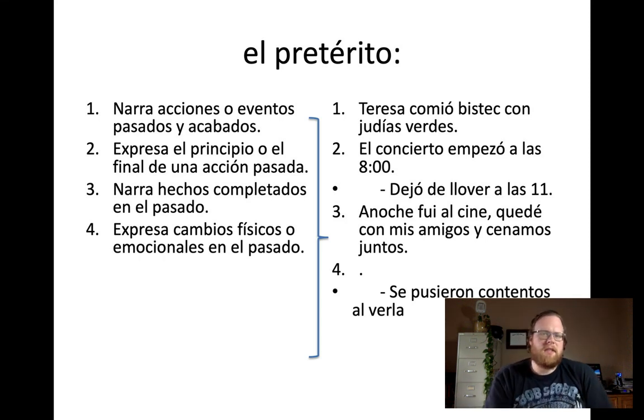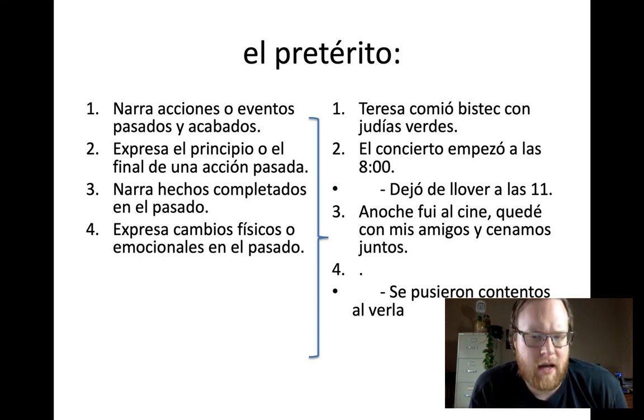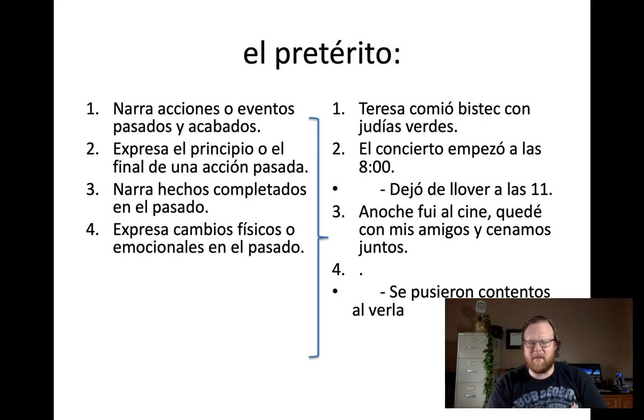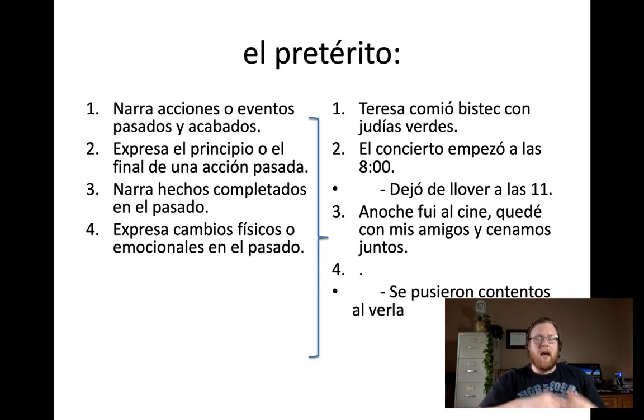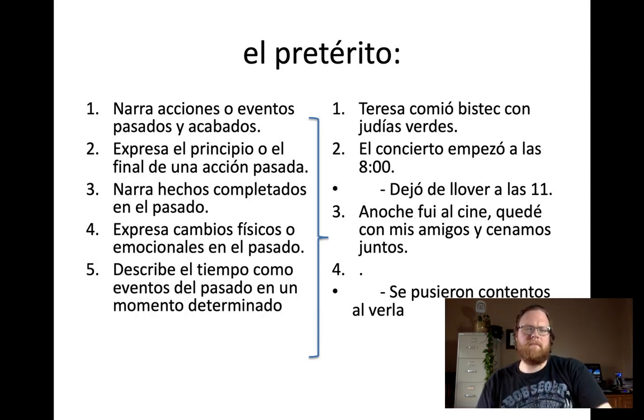So here in our example, se pusieron contentos al verla. They became very happy when they saw her. That sounds a little better in Spanish than it does in English. So they saw her at a specific moment in time, right? And that was the moment that provoked the happiness. So that was the moment when they became happy. So typically, any change in physical or emotional state is going to be represented with the preterit.